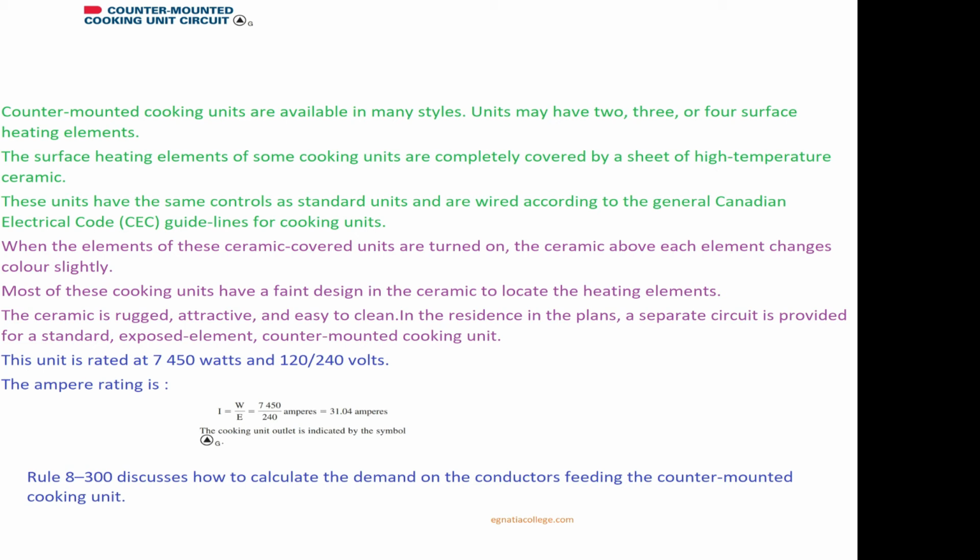In the residence and the plans, a separate circuit is provided for a standard, exposed element, counter-mounted cooking unit. This unit is rated at 7,450 watts and 120/240 volts. The ampere rating is 31.04 amperes. Rule 8-300 discusses how to calculate the demand on the conductors feeding the counter-mounted cooking unit.